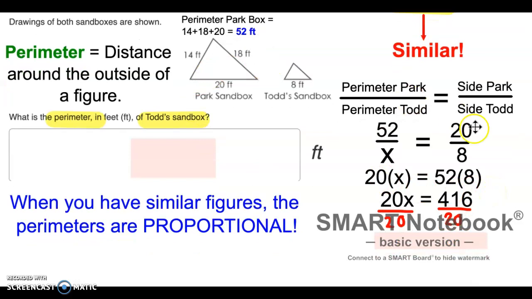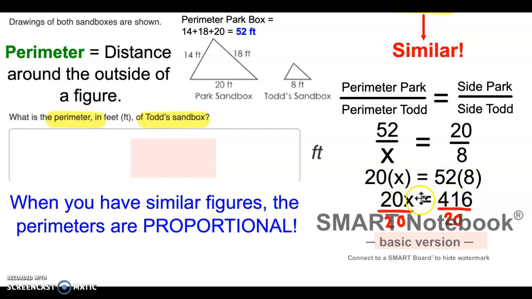So when we cross multiply here, you see we get 20 times x, because we're doing denominator of the first fraction times numerator of the second, is equal to 52 times 8. Numerator of the first ratio times denominator of our second ratio. So now we have an equation that we can just go through and solve using algebra. So 20 times x is 20x, and 52 times 8 is 416.